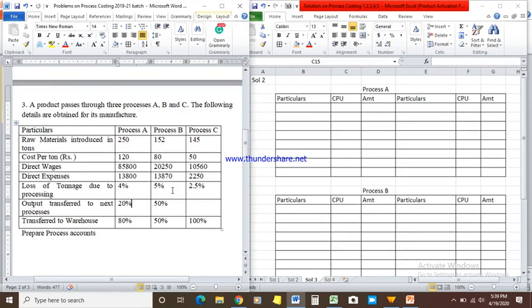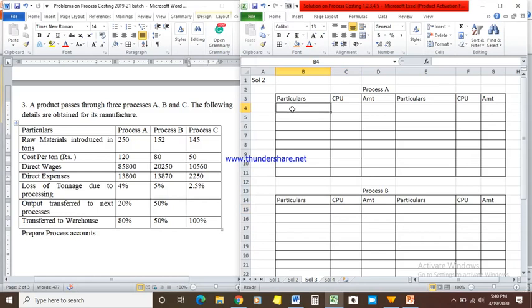In case of process B, again 5% is the loss of tonnage due to processing, 50% is transferred to the next process, 50% is transferred to the warehouse. In case of process C, 2.5% is the loss of tonnage. Since this is the last process, the entire output is transferred to the warehouse. When given this kind of information, wherein a certain part of the quantity is transferred to the warehouse and a certain part of the output in a given process is transferred to the next process, how do you capture this information? So let's do it.